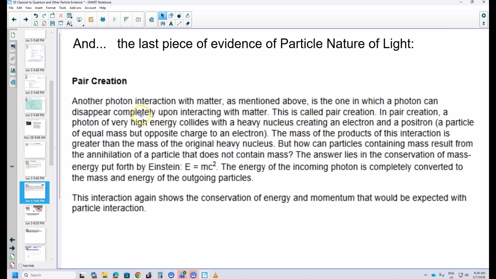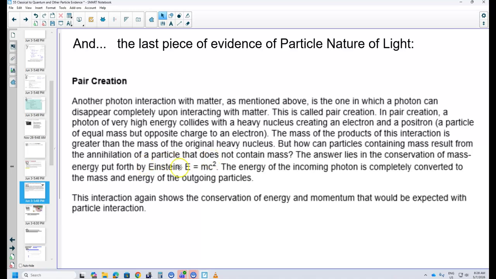So it can disappear completely upon interacting with matter. A photon of high energy, like an X-ray photon, comes in and collides with a heavy nucleus, creating an electron and a positron. A positron is an antiparticle of an electron, and the mass of the products of this interaction is greater than the mass of the original heavy nucleus. So how can particles containing mass result from an annihilation of a particle that does not contain mass?